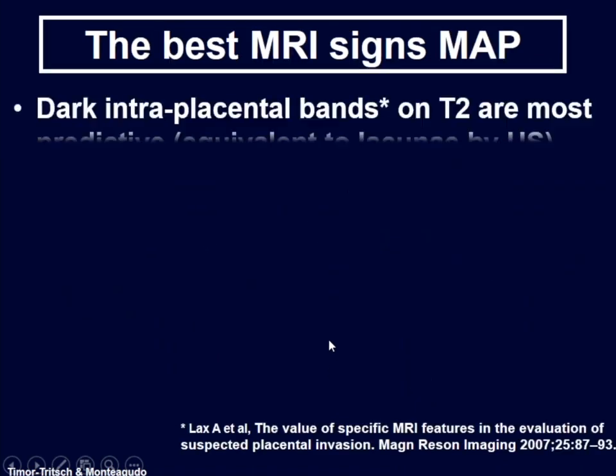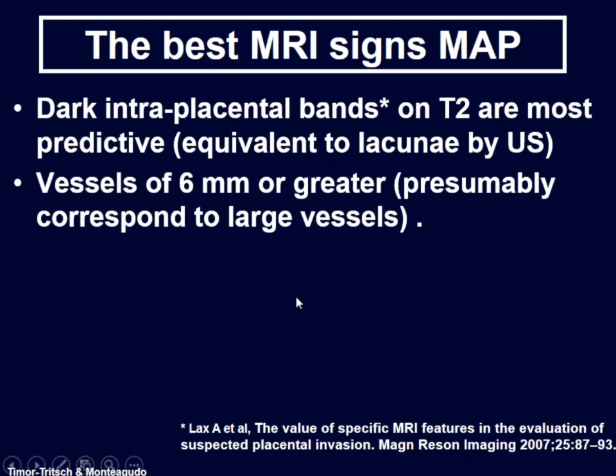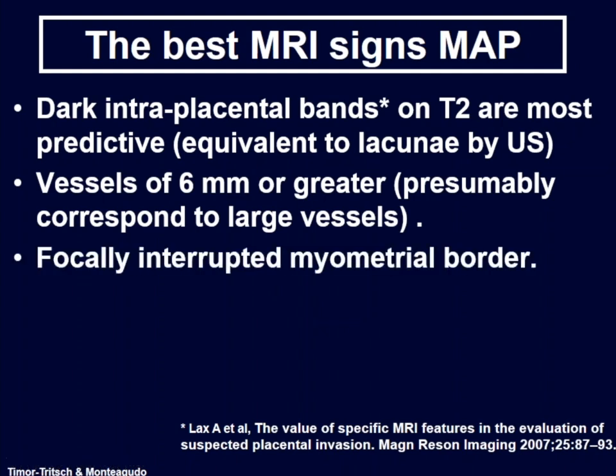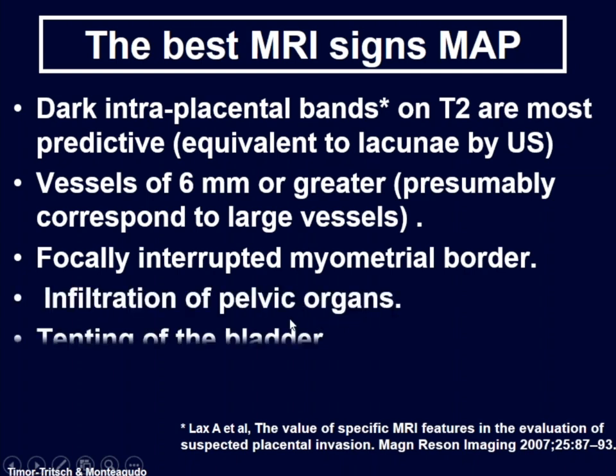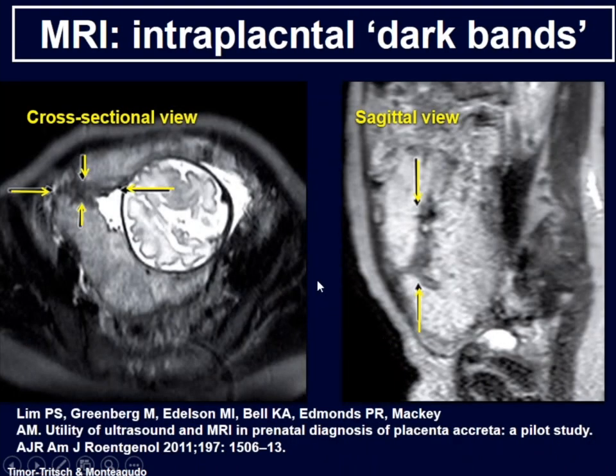So let's review this. Which are the best signs? The first one is the dark intraplacental bands on T2, and these are the most predictive, but also equivalent to the lacunae by ultrasound. And they are defined as being 6 millimeters or greater, and again, as I said, presumably correspond to the large vessels. And then there is focally interrupted myometrial border, infiltration of pelvic organs, and tenting of the bladder. The last sign, which was added not a long time ago, is placental protrusion into the internal os. Let's see them one by one.